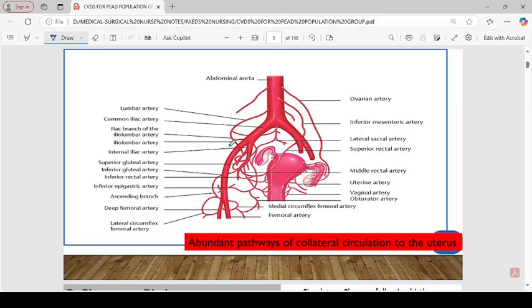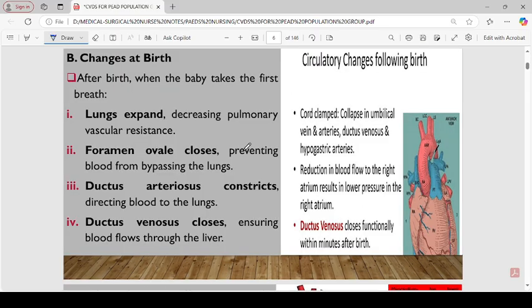And these are the internal iliac arteries. You can be able to see it on our diagram, right? On our diagram, this is where the umbilical arteries will be emanating from. So we have some changes that normally happen at birth, okay?